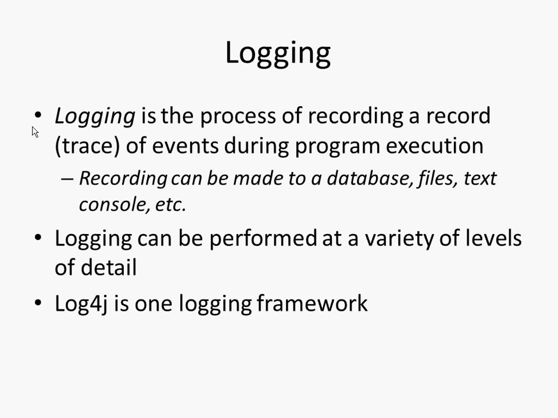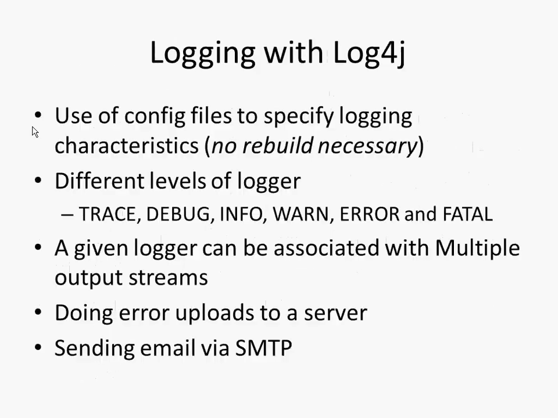And I want to highlight log4j as one format that makes this extremely easy to do. The idea here is you have config files, which can be updated at runtime without updating the program, to specify logging characteristics. You can then log things with different levels of priority, and a given log can go to multiple places. It can be used to send a mail, it can be used to write things to files, it can be used to upload to a server, etc. And you can put in calls to these sorts of methods to do that logging.